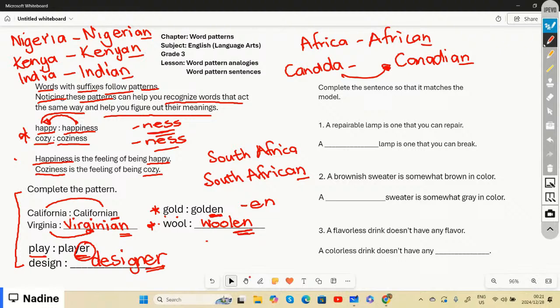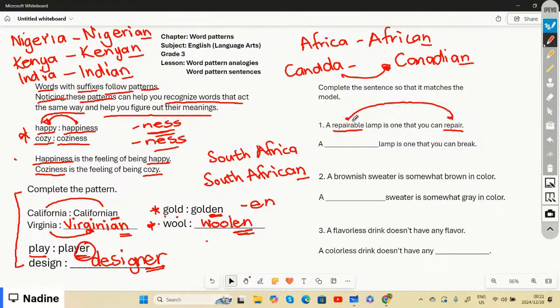All right, so now what we're going to do is we are also going to complete the sentence, right? So that it can match the model of those words. So I'm going to underline the word, right? With probably the suffix, and then in the next sentence you're going to have to identify the other word that I'm also going to identify. So for example, look at this. A repairable lamp is one that you can repair, right? Something that you can repair is repairable.